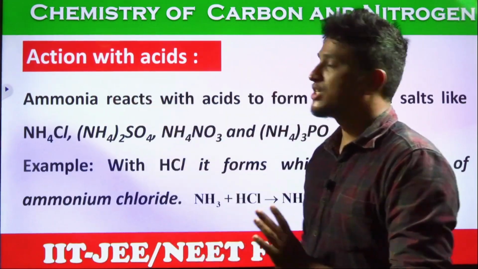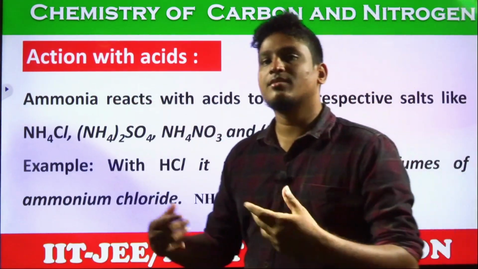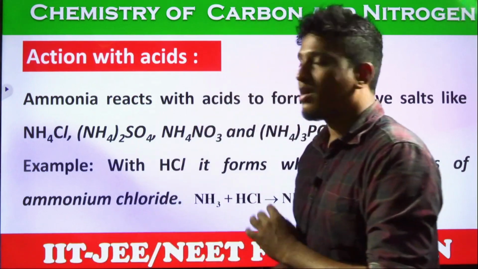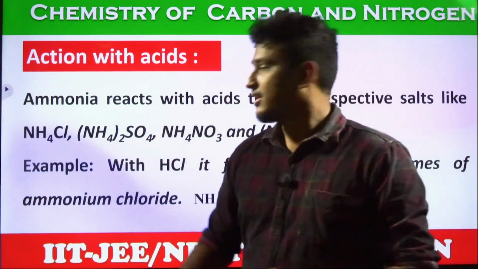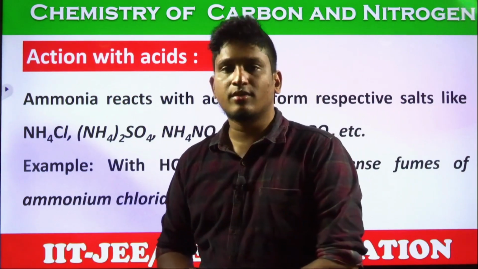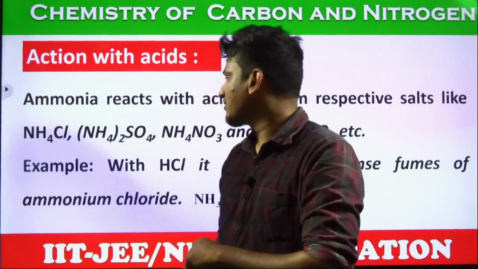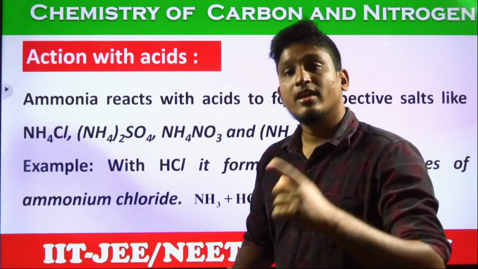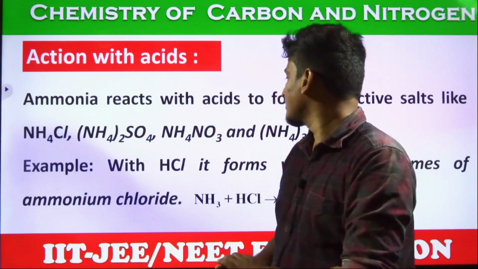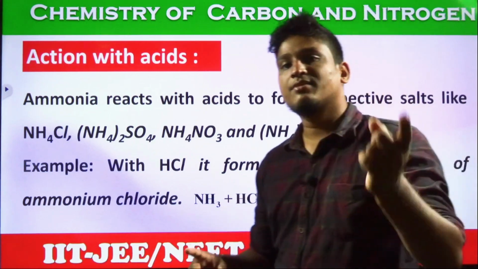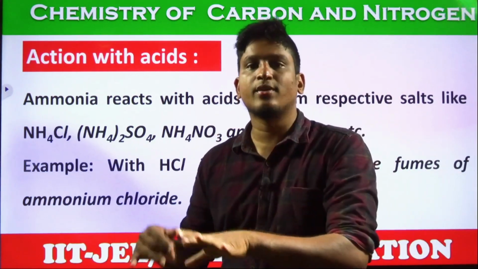Next, reaction with acids. What are acids? Sulfuric acid, carbonic acid, nitric acid. So how does ammonia react with acids? It reacts with acids to form the respective salts. NH4Cl, when does it form NH4Cl? When it reacts with hydrochloric acid. Ammonium sulfate, when it reacts with sulfuric acid. Ammonium nitrate, when it reacts with nitric acid. And ammonium phosphate, when it reacts with phosphoric acid. So it reacts and forms the respective salts.